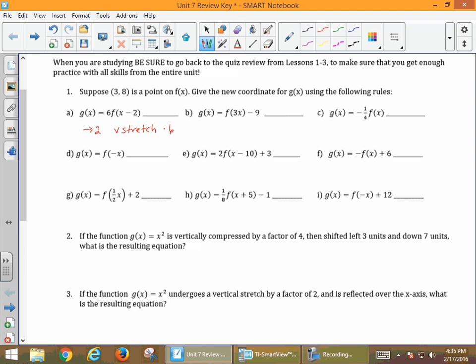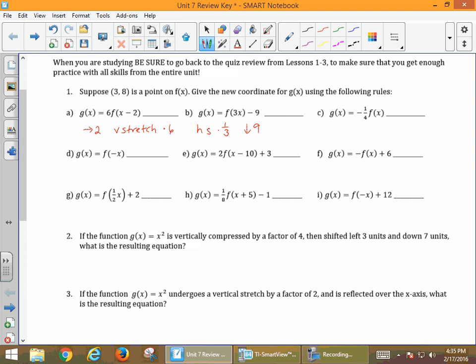B, I have the 3 times x, so that is going to be a horizontal shrink, actually. I can think of this as a horizontal stretch or shrink by multiplying by 1/3, because remember, it's an x, so I'm thinking opposite. And on the outside, I have minus 9, so I'm thinking go down 9.